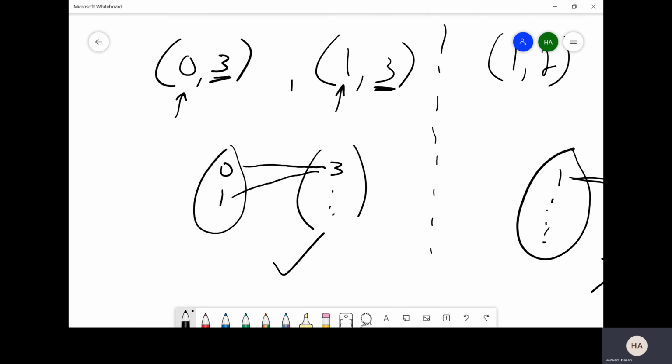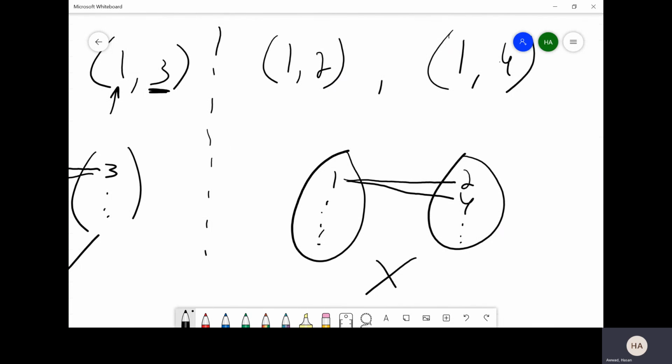Again, this might seem like jargon at first, but when we get to real examples, it'll start to make more sense. All you really have to consider is that you can't have a single element from your inputs going to 2 different answers. If that happens, it's not a function.